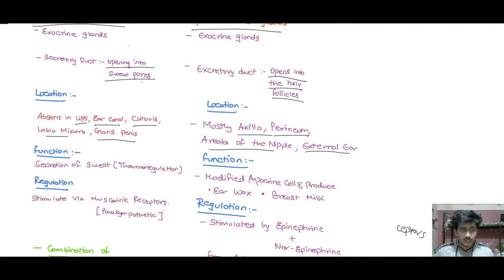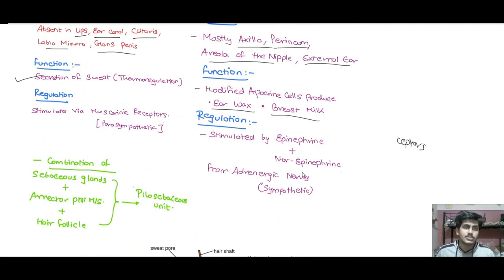As we mentioned, the secretion of the sweat, which is responsible for the thermoregulation, and जो apocrine sweat gland है, it is responsible in the formation of the ear wax and the sweat and the breast milk. Then we have its regulation. जो merocrine sweat gland है, it is regulated by the muscarinic receptors.